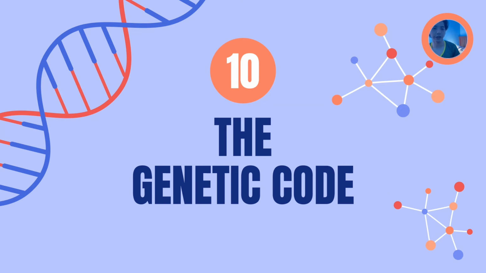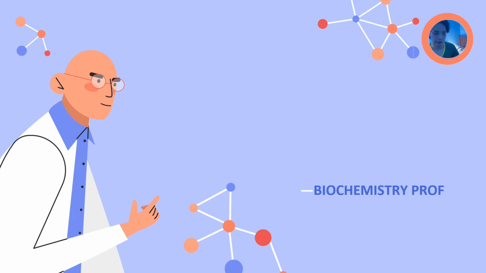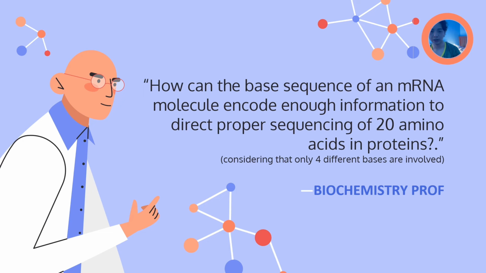So next is the genetic code. The nucleotide-base sequence of an mRNA molecule is the informational part of such a molecule. This base sequence in a given mRNA determines the amino acid sequence for the protein synthesized under that mRNA's direction. This gives rise to the question, how can the base sequence of an mRNA molecule encode enough information to direct proper sequencing of 20 amino acids in proteins, considering that only 4 different bases are involved?